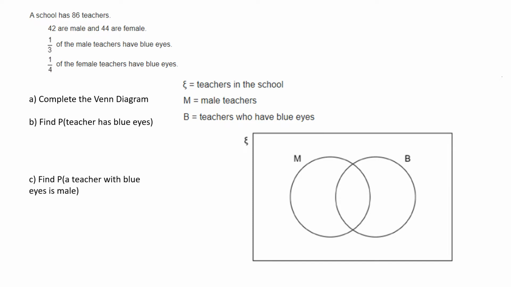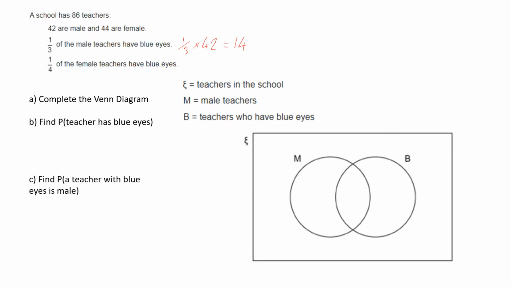Okay, going to assume you've done that. So we've got 86 teachers, 42 males, 44 females. A third of the male teachers have blue eyes. Okay, we can do something with that. There are 42 male teachers, so a third of that is just divided by 3 is 14.